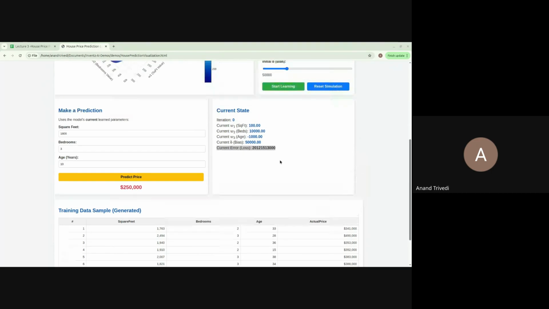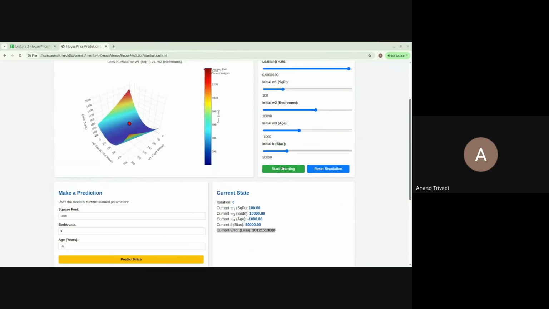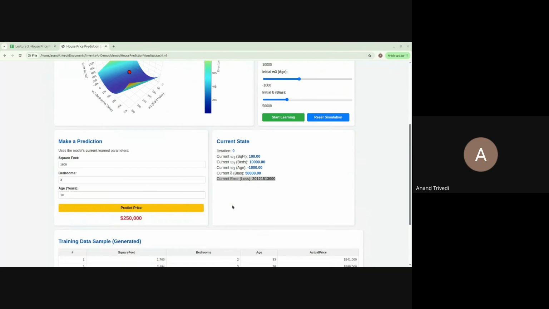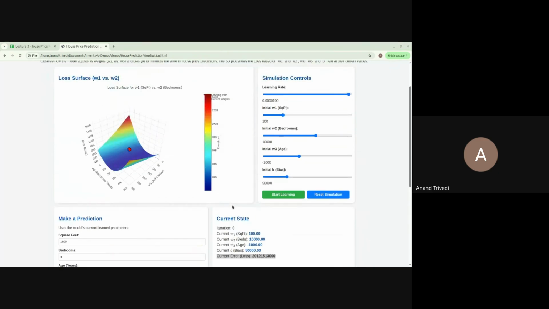So the idea is that as we start learning, this should keep on learning these parameters, and as it learns these parameters, gradually the error will come down, and as the error comes down, our prediction and our actual values are very close to each other. Now I already have one complete working demo. Just give me a second.